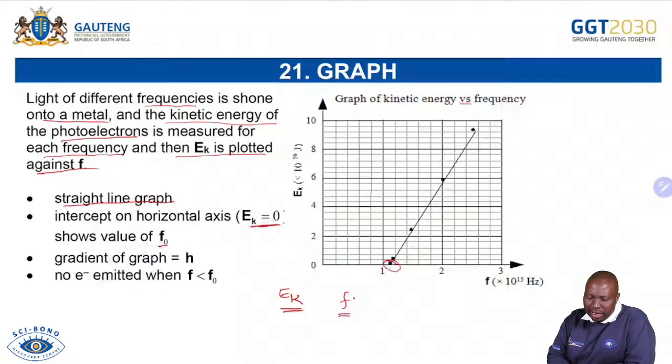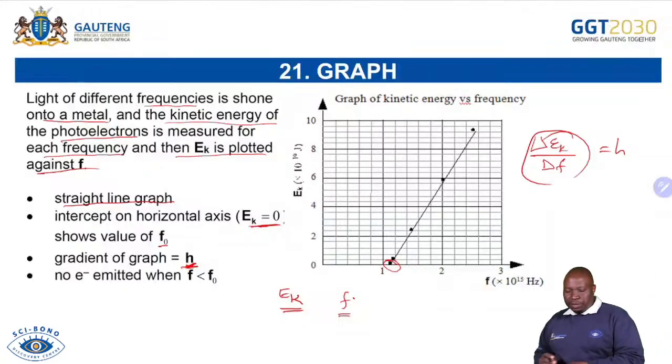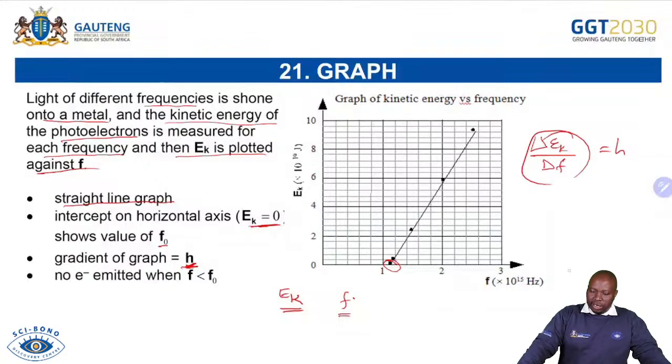And then we are saying the gradient of this graph is h, Planck's constant. When you calculate the gradient, remember the gradient is change in y over change in x. In this case, change in EK over change in frequency. That will be our gradient, and that equals h, the Planck constant. Always when you're given that graph, you must know that the gradient will be Planck's constant.